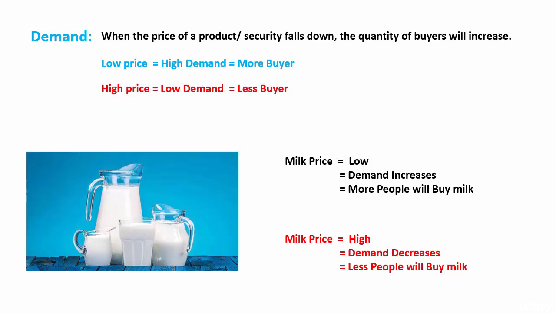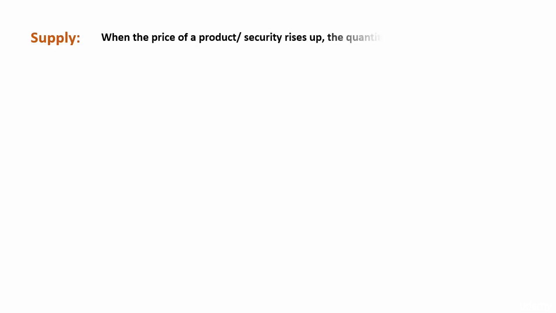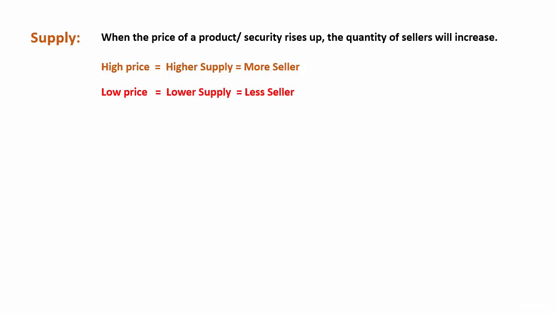In the exact same but opposite way, according to the theory of supply, when the price of a product or security rises, the quantity of sellers will increase. That means if the price of a product is high, then the supply of that product will increase, while more people would be willing to produce and sell that product at the higher price. On the other hand, if the price of a product is low, then the supply of that product will decrease because no one would be willing to produce and sell a product at a lower price.